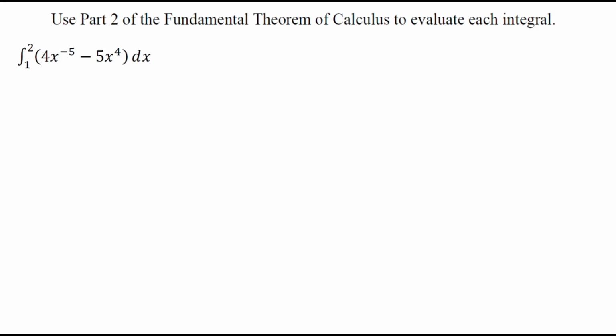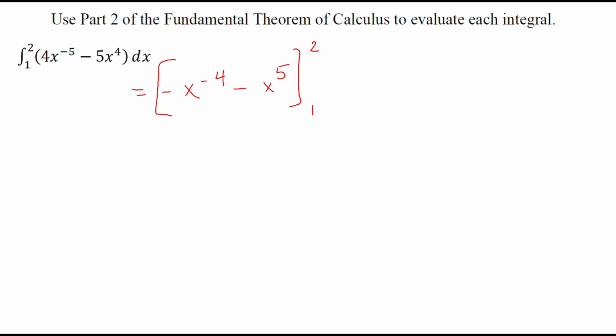For this next one, we're just going to do the same thing. We're just going to integrate. Both of these pieces we'll just integrate using the power rule. So 4x to the negative 5 will go up to 4x to the negative 4, and then we'll divide by the negative 4. So that just gives us negative x to the negative 4. And then negative 5x to the 4th will go up to negative 5x to the 5th, and then we'll divide by the 5, so that'll just become minus x to the 5th. And we just want to evaluate this from 1 to 2.